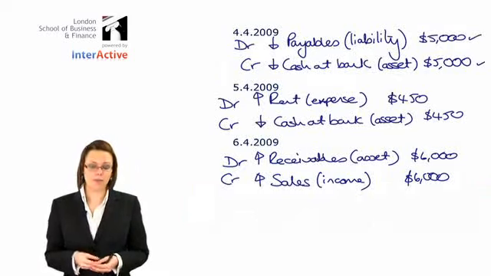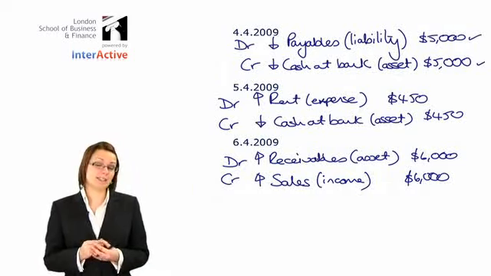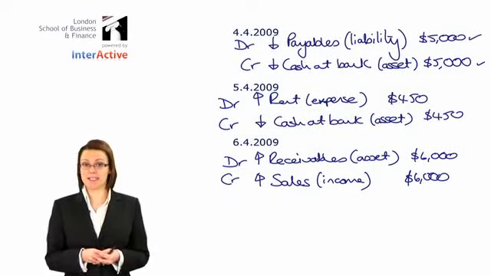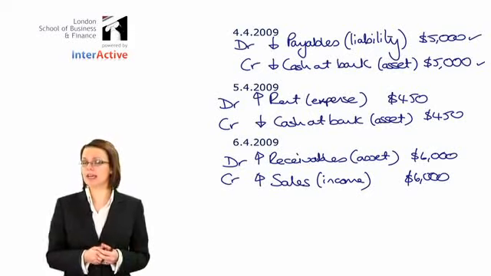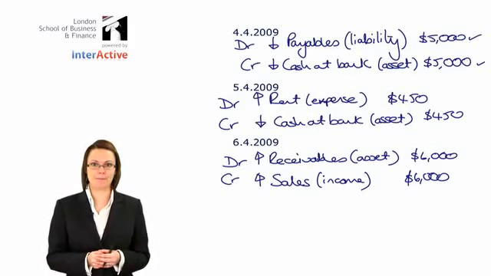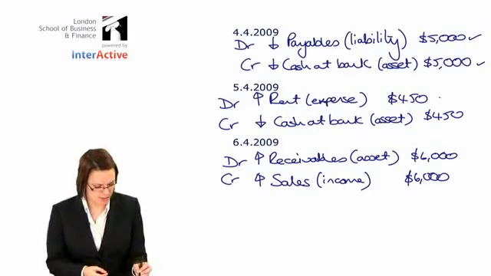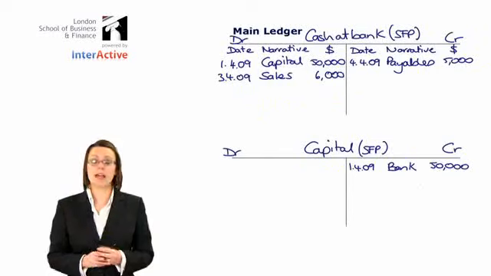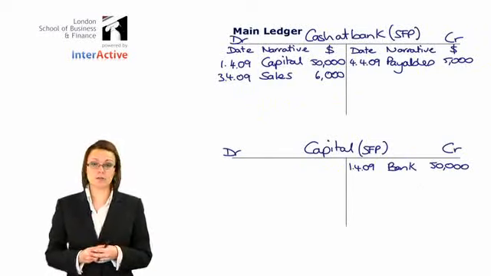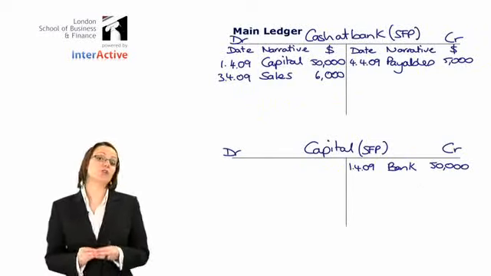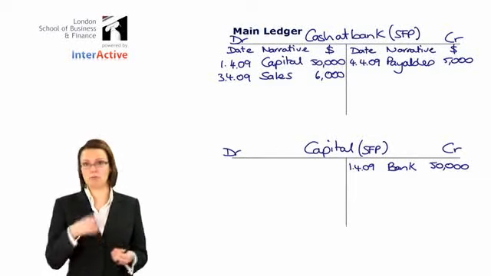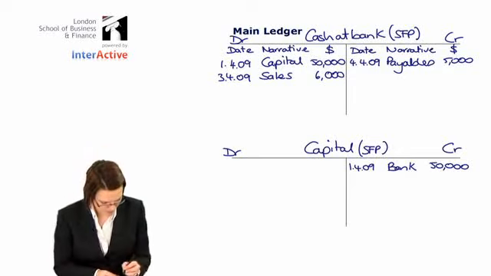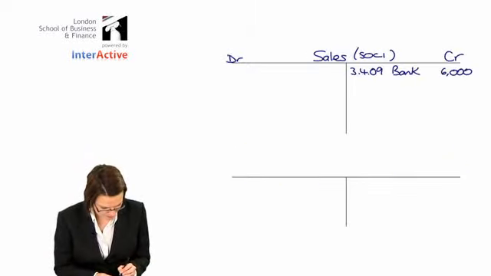Transaction number 5 then. We said what we were going to do with that is debit our rent expense account and credit our cash at bank account. So we paid an expense by cheque. So again, make sure you tick off those amounts. $450, we're going to post them to the ledger. And going back to our ledger accounts, our debit entry will go to the rent expense account. We haven't opened that account up yet, so let's do it now.